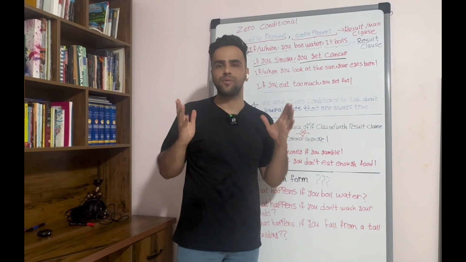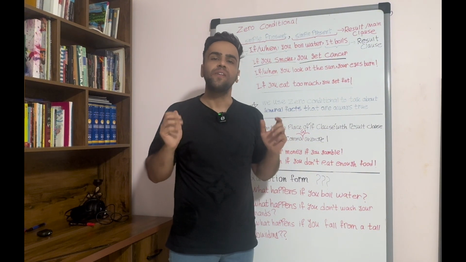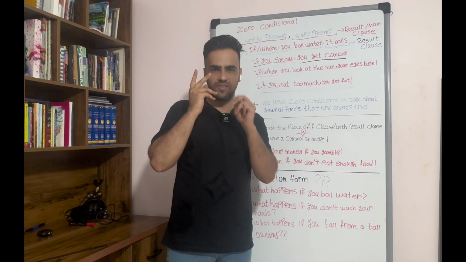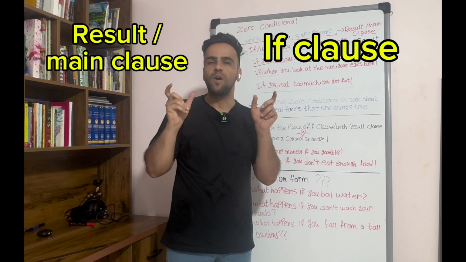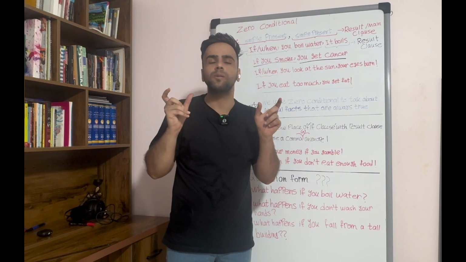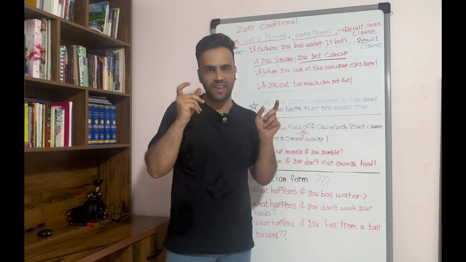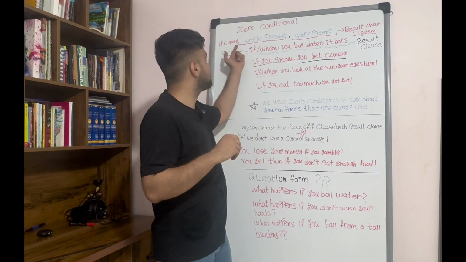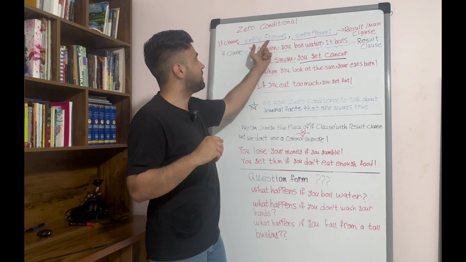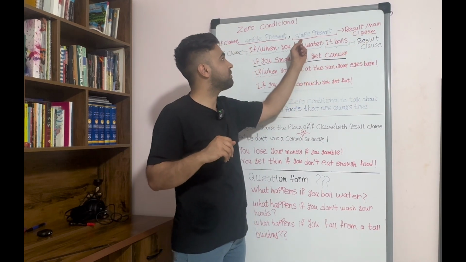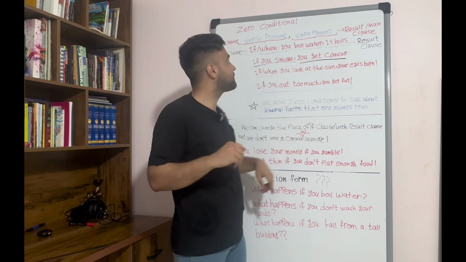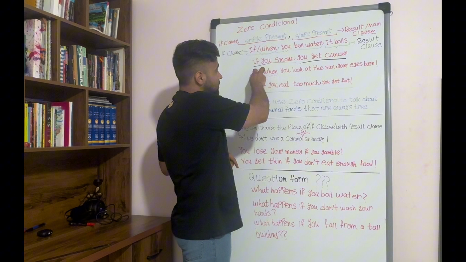So guys, let's see how zero conditional actually works. Zero conditional consists of two parts: if clause and result clause. What is a clause? A clause is a part of a sentence. So two clauses can make a sentence. Look at here. In the if clause we have simple present, and in the result or main clause, again we must use simple present. So look at the example here.